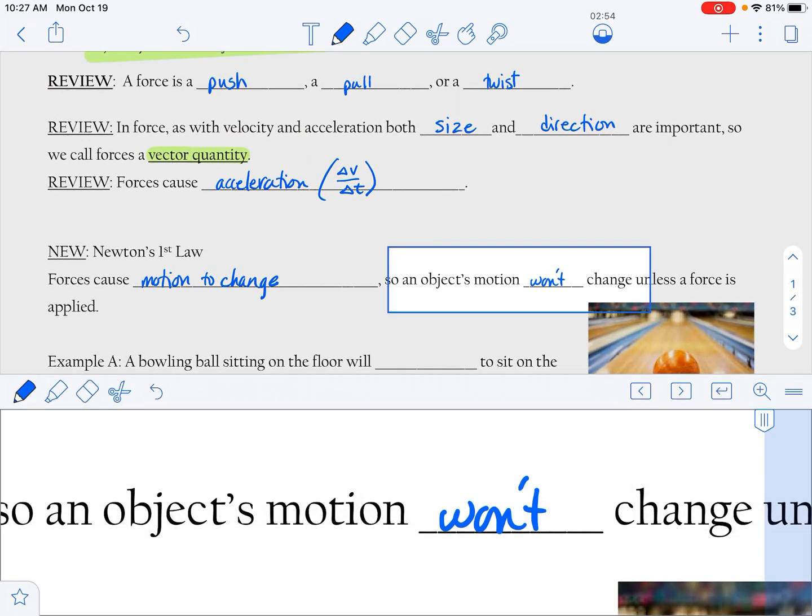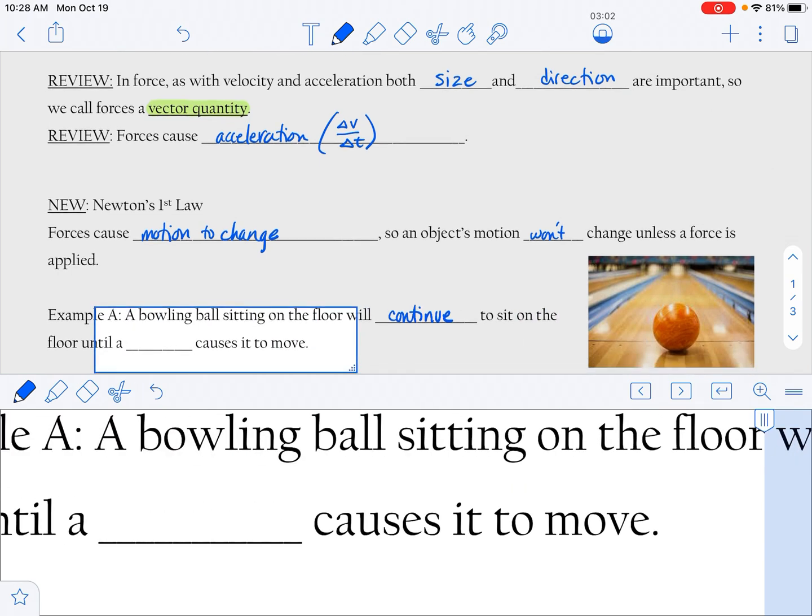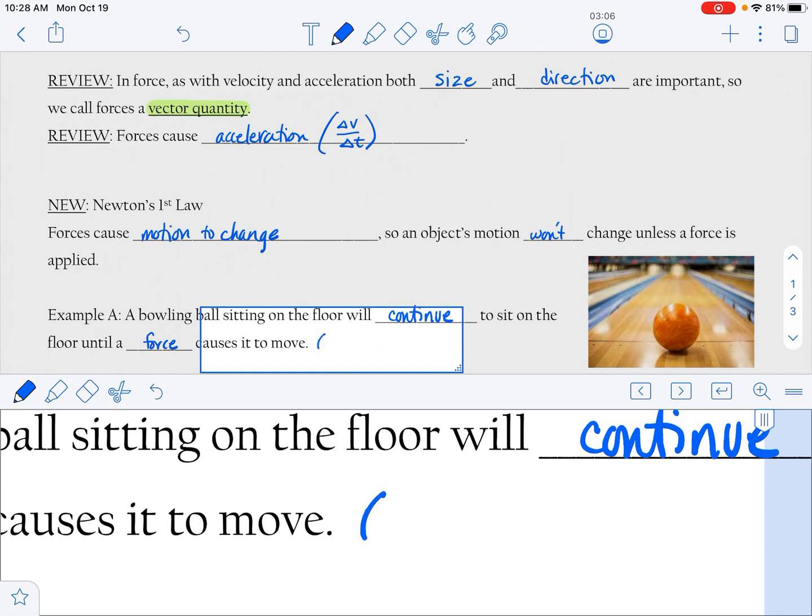So we're going to say that the bowling ball sitting on the floor will continue to sit on the floor until a force causes it to move. Okay, so that is an example of inertia. This object is not inclined to do anything unless some force acts on it. You could even have an earthquake, right? That would be a force that would cause the bowling ball to move. All right, so that's the first type of inertia.